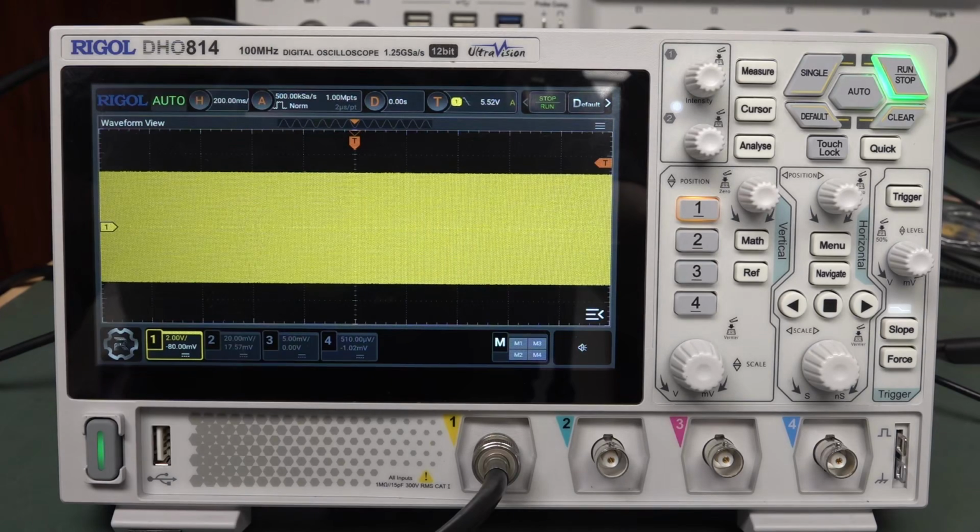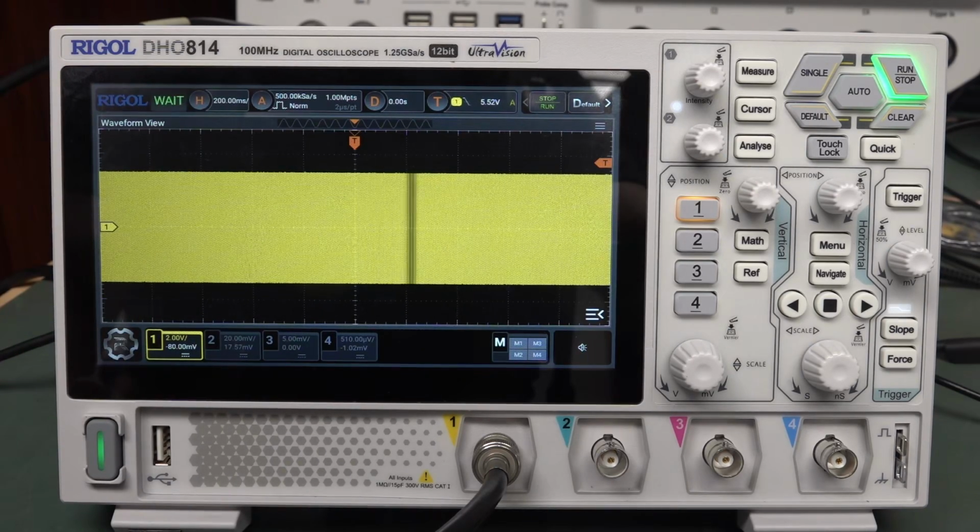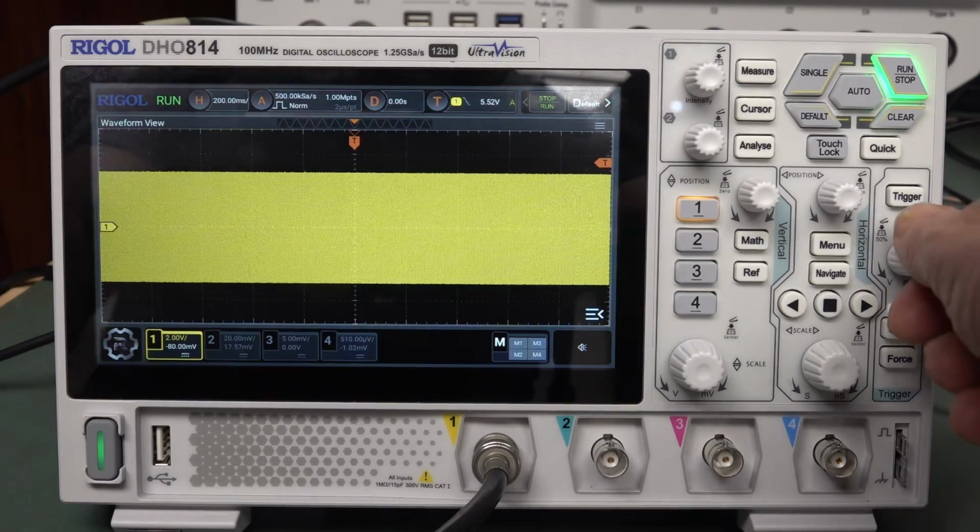Please leave it in the comments or over on the EEVblog forum if you're able to reproduce this, because I'm pretty sure I've got the exact same configuration that he's got, but it's just not doing it.